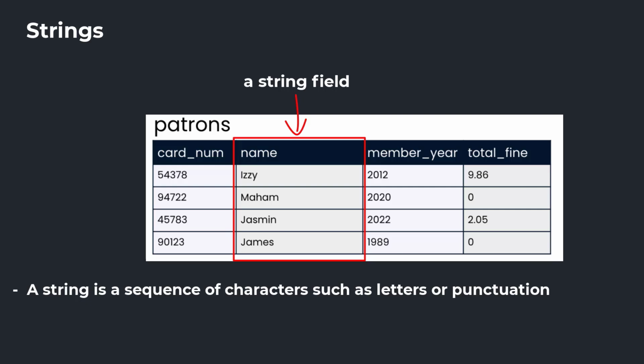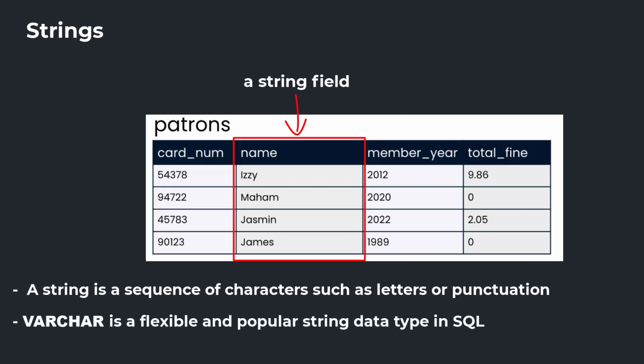On the patrons table, the data in the names field is made up of strings, such as Maham and James. SQL has several different data types that can hold strings. Some string data types can only hold short strings, such as a string up to 250 characters. Storing short strings in a small data type like this saves storage space. SQL's varchar data type is more flexible and can store small or large strings, up to tens of thousands of characters. Because of its flexibility, varchar is very commonly used for storing strings.